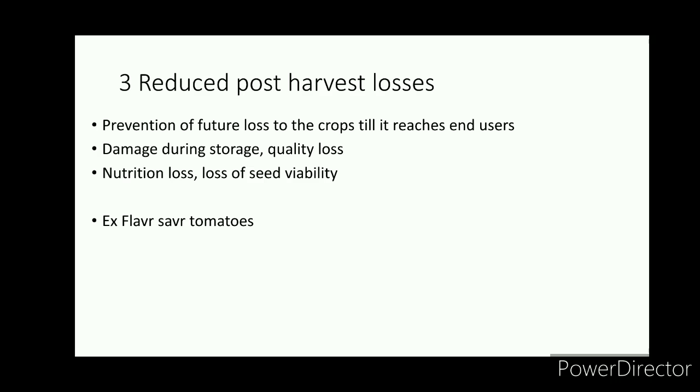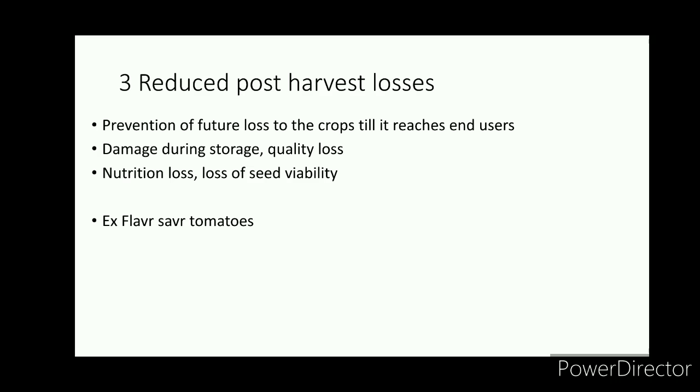The gene that is coding for the ripening of the tomatoes is deactivated by genetic engineering techniques, which delays the ripening of the tomatoes, so they are stable and firm with nice flavor till it reaches the end users, right? Once the tomatoes are getting ripened, they become damaged during transportation. Once they are damaged, they become more susceptible to microbial infection, which is leading to the spoilage of those tomatoes and the crop loss.